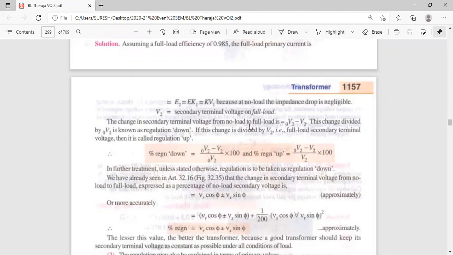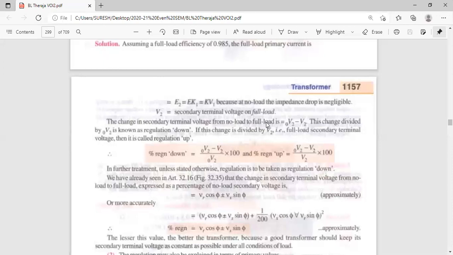When you are open circuiting, what is the voltage here? They are taking V2 naught. V2 naught means the load is open circuited. This O means open circuited. V2 naught is the voltage when there is no load.